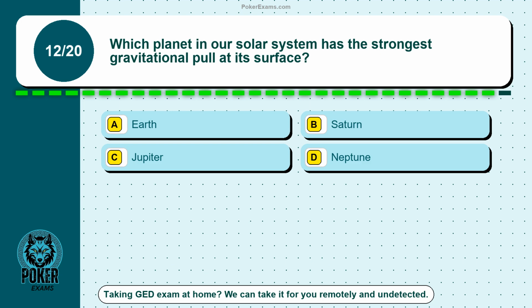Question 12. Which planet in our solar system has the strongest gravitational pull at its surface? Option A. Earth. Option B. Saturn. Option C. Jupiter. Option D. Neptune.